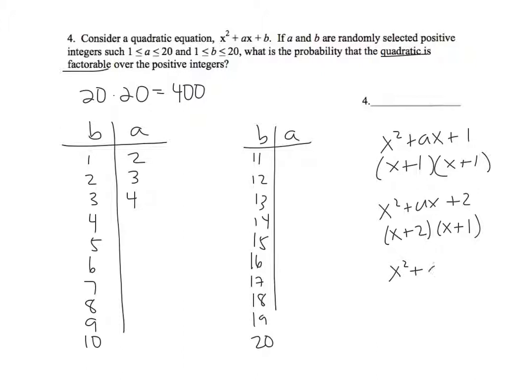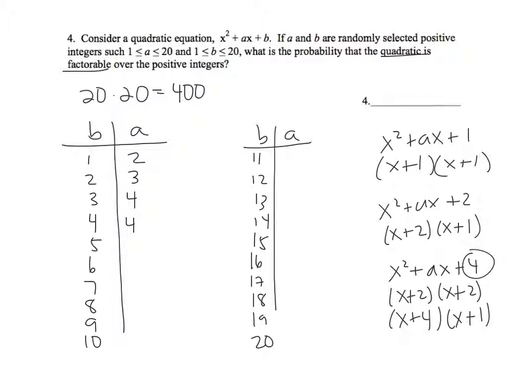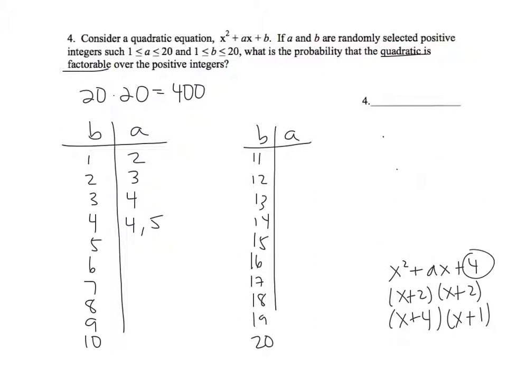So I get x squared plus ax plus 4. Now there's two ways to get this. I could get x plus 2 times x plus 2, in which case a would be 4. Or I could have x plus 4 and x plus 1. Both of these ways I'm going to end up with a 4 as my constant. If I have x plus 4 and x plus 1, that's going to give me an a value of 5. Okay, hopefully this makes sense, but I'm going to go through a few more with us, just in case it doesn't.